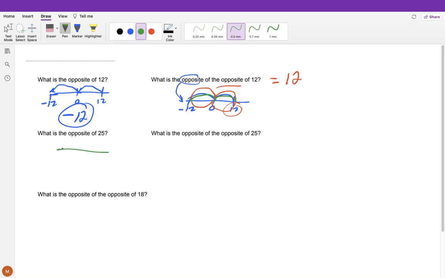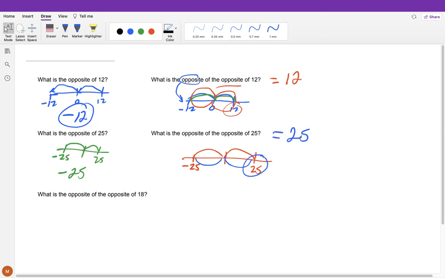So same thing. What's the opposite of 25? Well, we know we're looking for the number that's on the other side of 0, the same distance. So that's going to give me negative 25. And once again, if we're doing the opposite of the opposite of 25, well, we're going to have that full loop happening, because we're first finding our first opposite, which we just did, which is negative 25. And then we're going back and finding the opposite of that number. So we're finishing at our original 25.